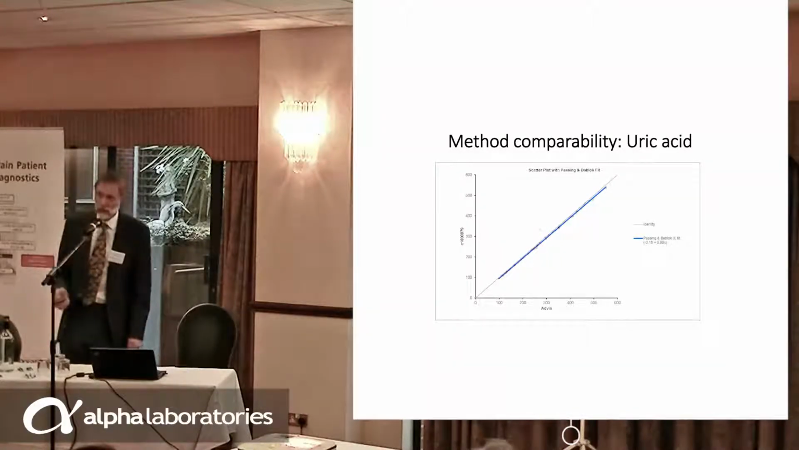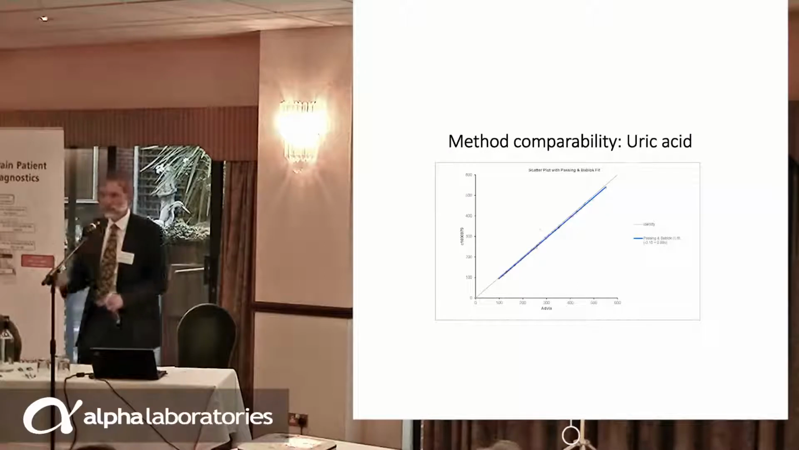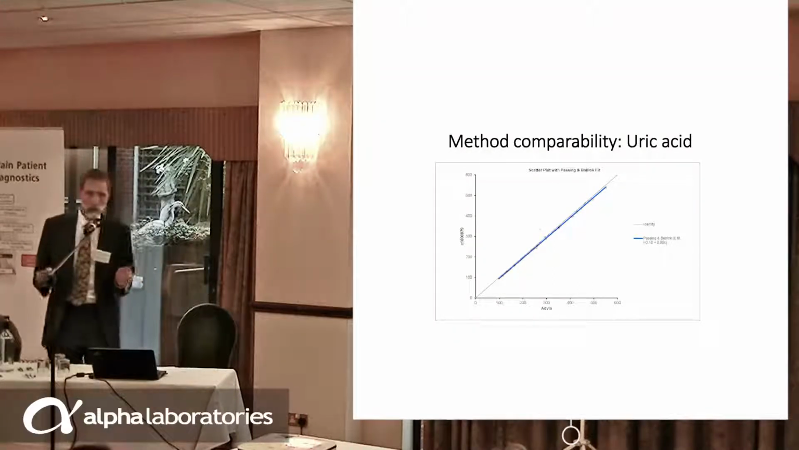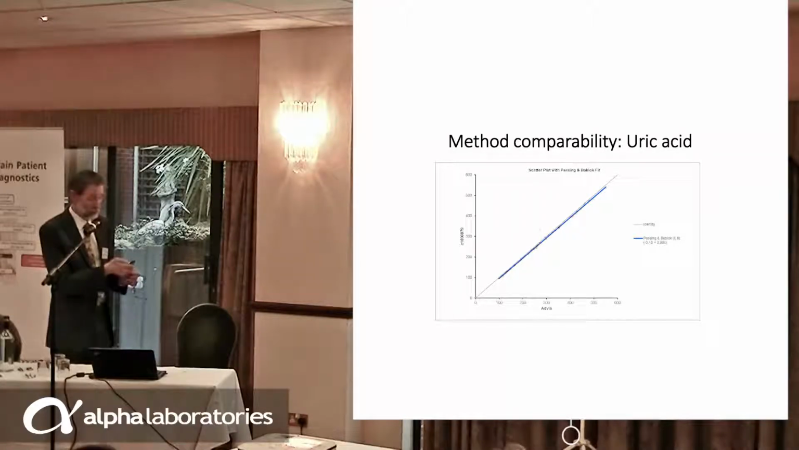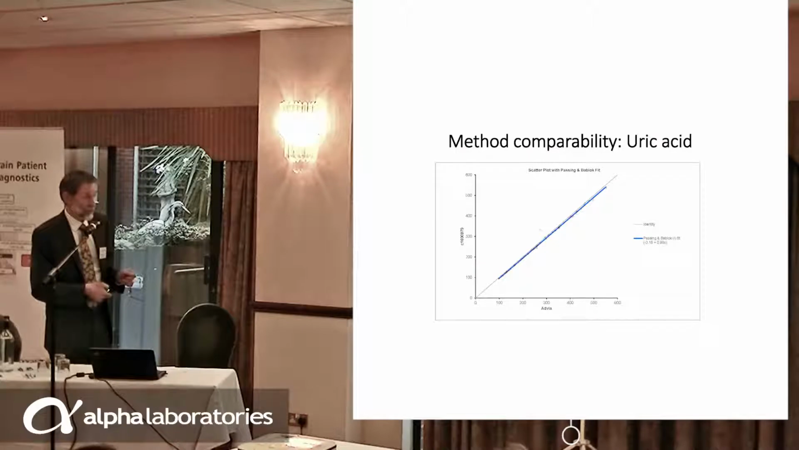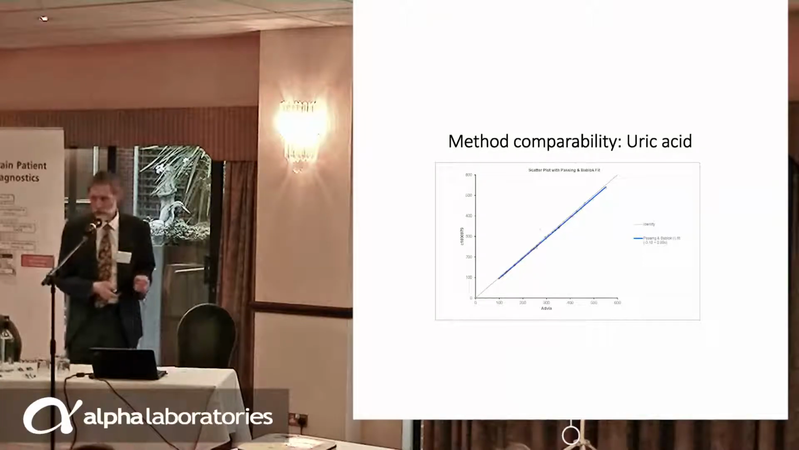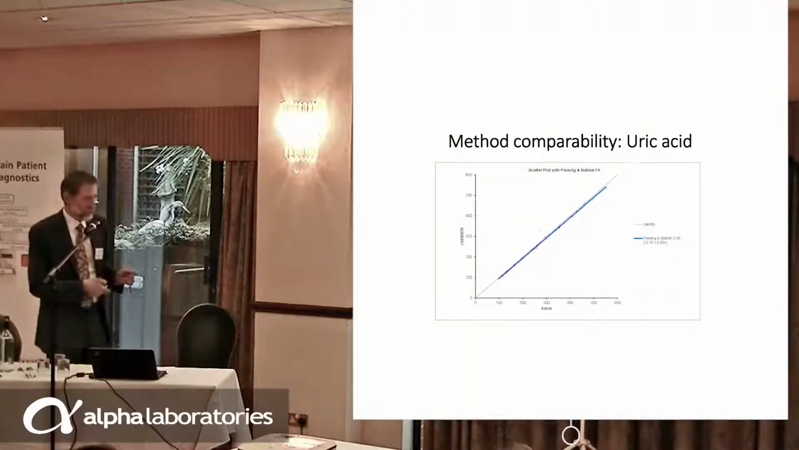Next thing to talk about is method comparability. So you've got an old method, you're going to introduce a new method. So you will want to compare old with new, and this is what most of us are doing as part of our verification. And for uric acid, in this case, we had an old method on the Siemens Advia. We introduced the 16,000. So for uric acid, it's not that difficult to get a good concentration range.